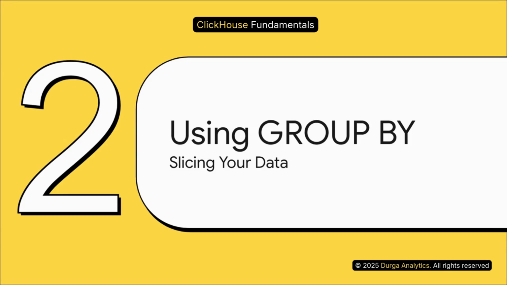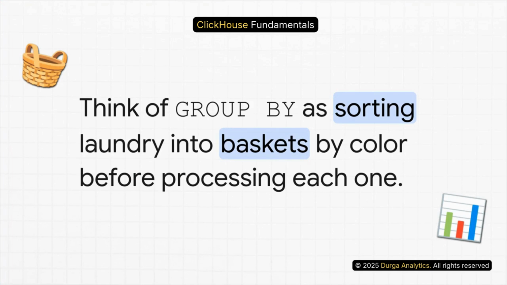Okay, so we know the basic functions. Now, how do we apply them to different slices of our data? That's where the GROUP BY clause comes in. This is how we move from a single big answer to a much more detailed and useful analysis. I love this analogy. Think of GROUP BY like sorting laundry. You take your big pile of data and you sort it into different baskets based on, say, product category. Then you can run your aggregations, like sum or count, on each individual basket. It's a really simple way to think about partitioning your data for analysis.